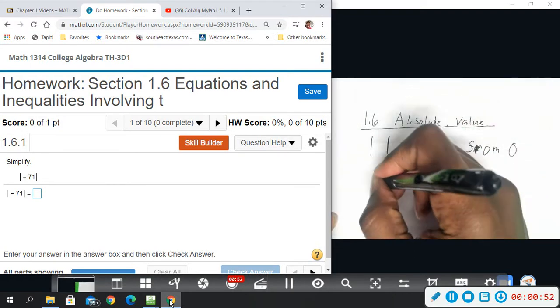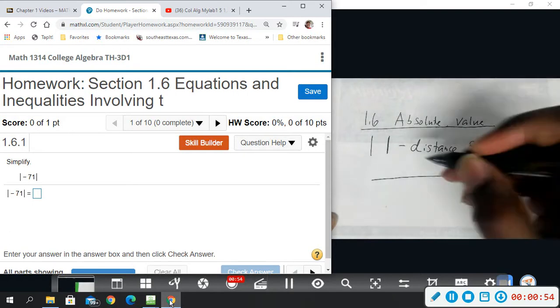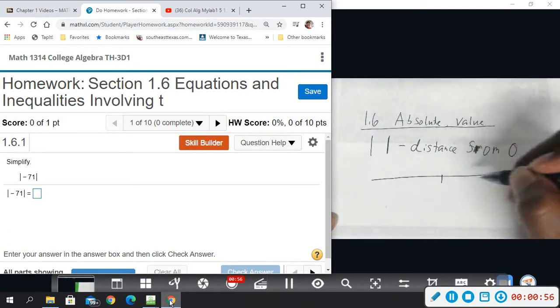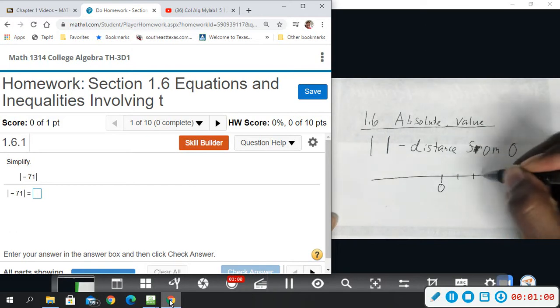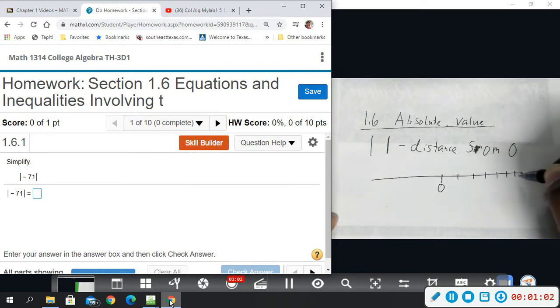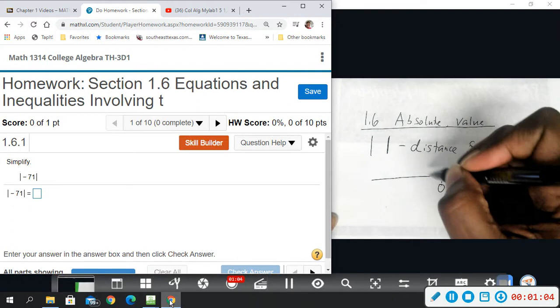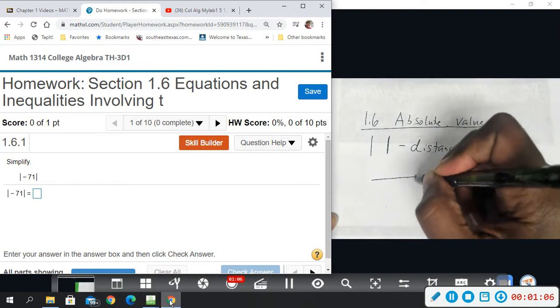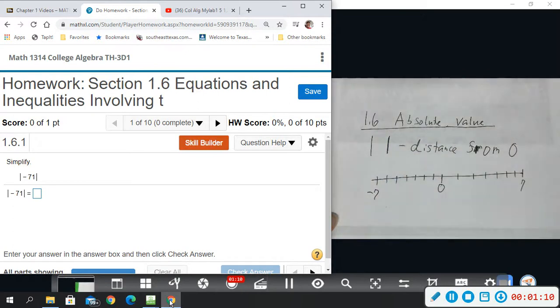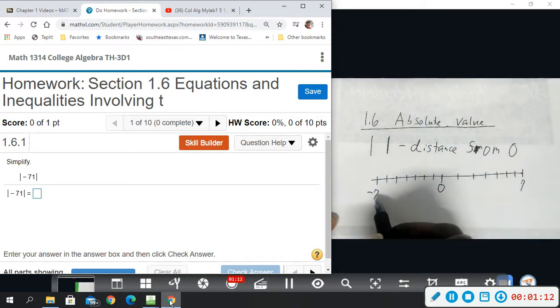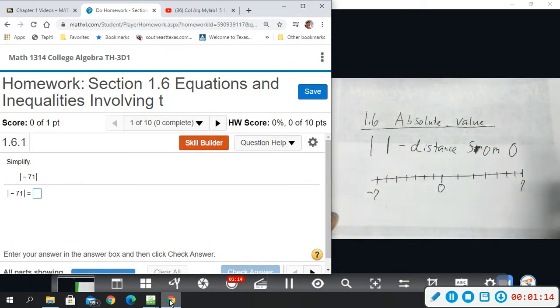So if I had a number line, and I'm going to use 7. So say this is 0. 1, 2, 3, 4, 5, 6, 7. And let's say 1, 2, 3, 4, 5, 6, 7 in the negative direction. So both numbers, -7 and 7, are 7 units from 0.